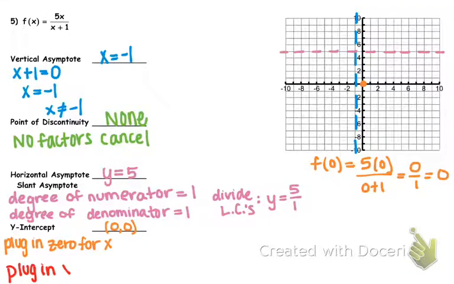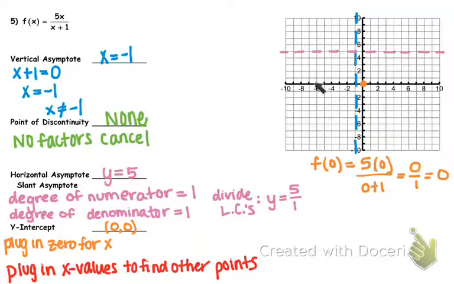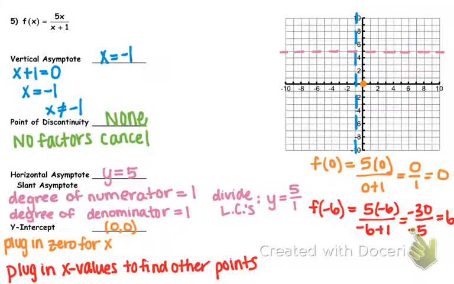To find other points and see what else is going on in my graph, I don't really know what's happening on the left side of my vertical asymptote. I'm going to plug in x values to find other points. I want to know if my graph occurs above or below this horizontal asymptote. So I'm going to plug in -6. When I plug in -6, we have -30 over -5, which is +6. So we have a point at -6, up 6. We'll graph that point.